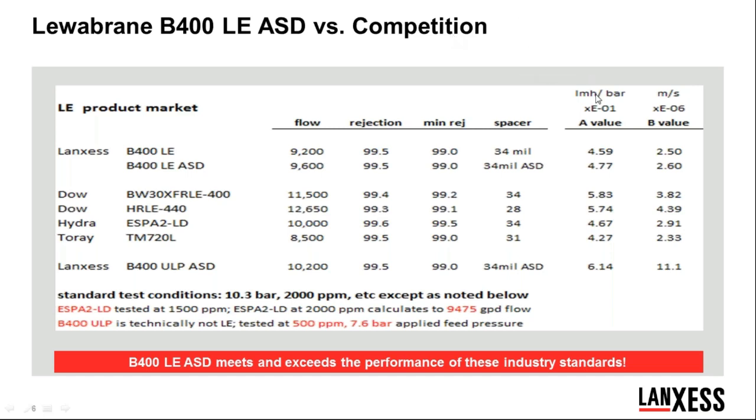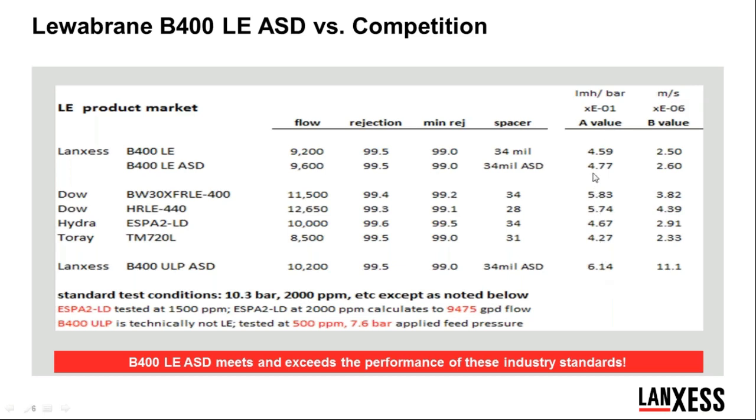On the other hand, there's a shorthand technique. You can calculate the A and B values. The A value is a measure of the water permeability of the membrane, expressed in this case in LMH, liters per square meter per hour, divided by the applied pressure in bar. Or the B value, meters per second of salt movement through the membrane.